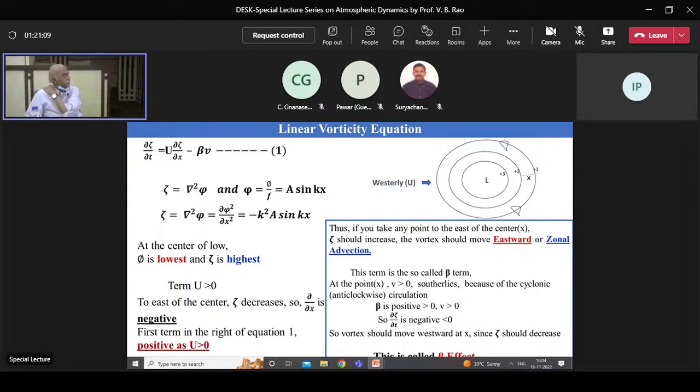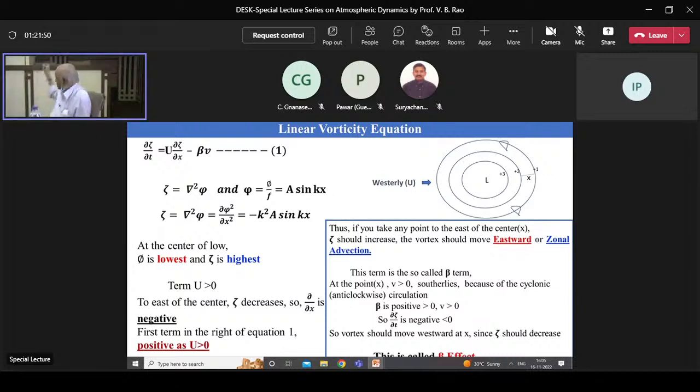See, d zeta by dt equals minus u d zeta by dx minus beta v. Now, if you take zeta as del square phi, is it not? Del square phi, this phi is a small phi, geopotential by f. Okay? You put a sine function, a sine kx. So zeta, del square phi, is minus k square a sine kx.